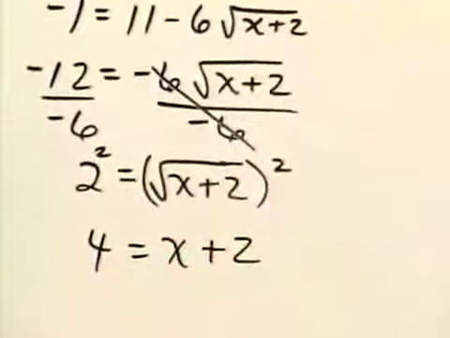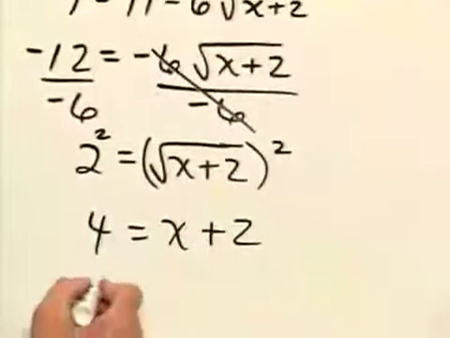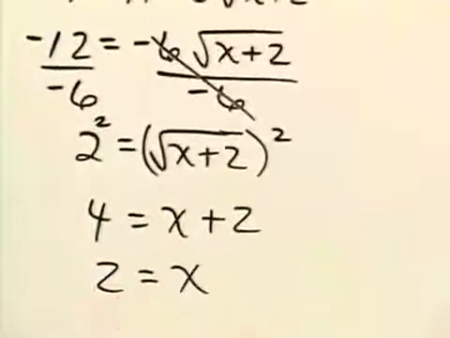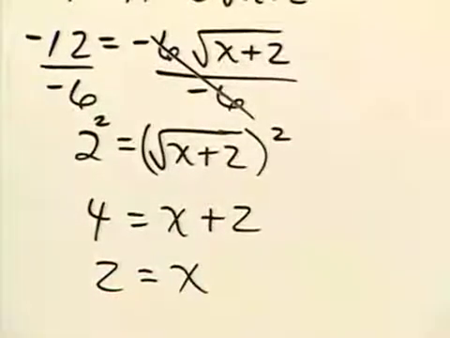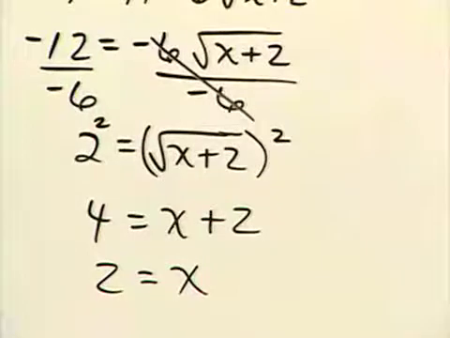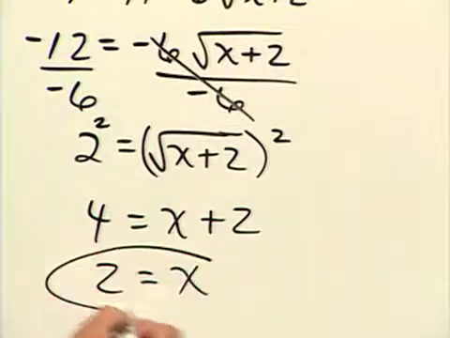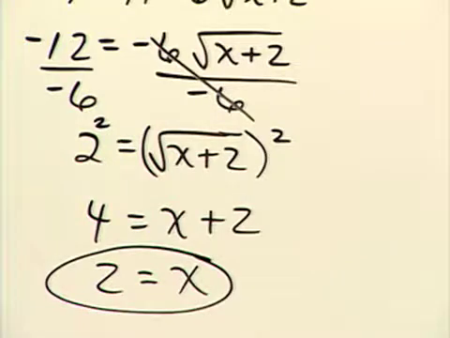Solving this equation, I'll subtract 2 from both sides and get 2 is equal to x, or x is equal to 2. Now I need to check this solution in my original equation, and it turns out that this answer does check out, so x equals 2 is my solution.